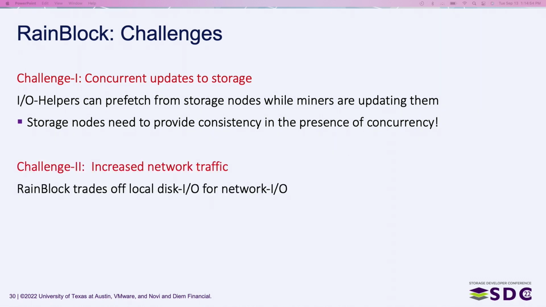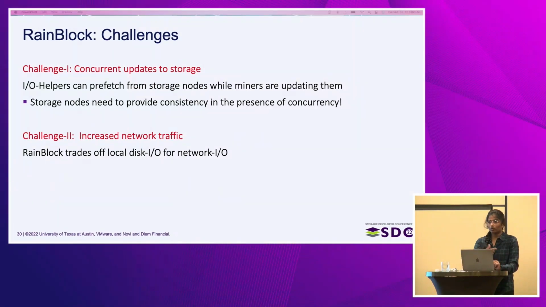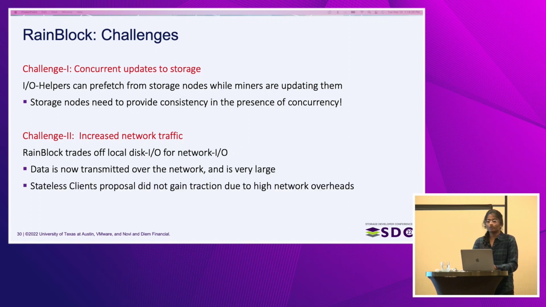Next, RainBlock architecture also trades off local disk I/O for network I/O. Remember that miners update the storage nodes over the network, and also I/O helpers prefetch all of the data required over the network. Therefore, RainBlock needs to reduce the amount of data transmitted over the network to achieve high throughput. Note that the stateless clients proposal from Ethereum also introduced separate storage nodes, but it did not gain traction fundamentally because of the network overheads that it introduced.